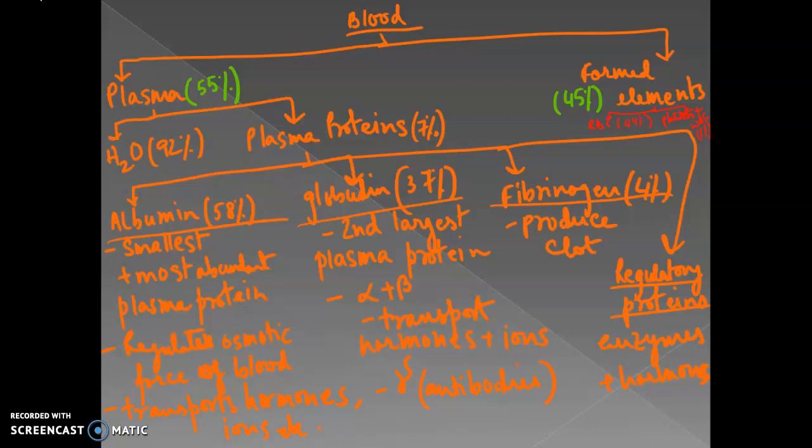The third plasma protein is fibrinogen. We have about 4% fibrinogen in plasma, and fibrinogen plays an essential role in clot formation. And the fourth one is other regulatory proteins, and they just hang out in blood as enzymes and hormones. So these are the 4 main types of plasma proteins.